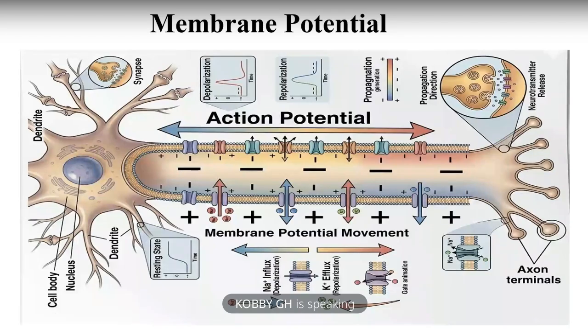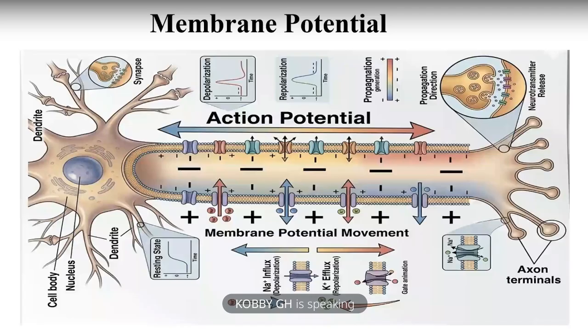When it moves to this level, the positive that is outside at this level has to now move inside for the negative at that level to also come outside. So you see that difference in the charges that are created for the impulse to move, that is what we call membrane potential.